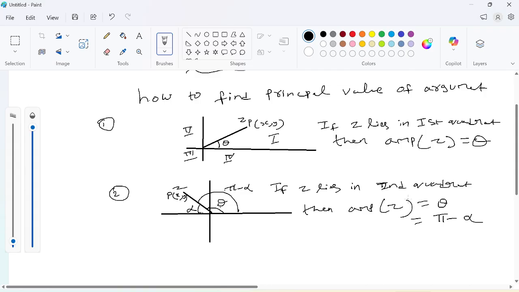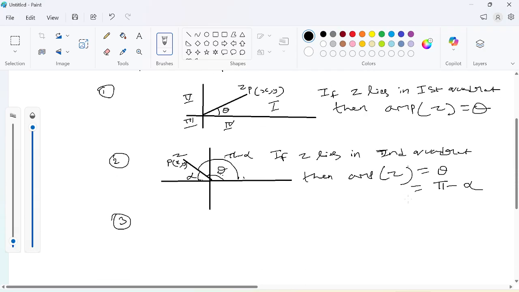Now, third quadrant. See, this one you understood, right? How I got it? Now this line is making alpha with the axis. If this is alpha, from here I will be counting, which is theta. So the same theta is equal to pi minus alpha. Why? Because if this is alpha, this will be pi minus alpha, because pi minus alpha plus alpha is 180 degrees. That is equal to theta now.